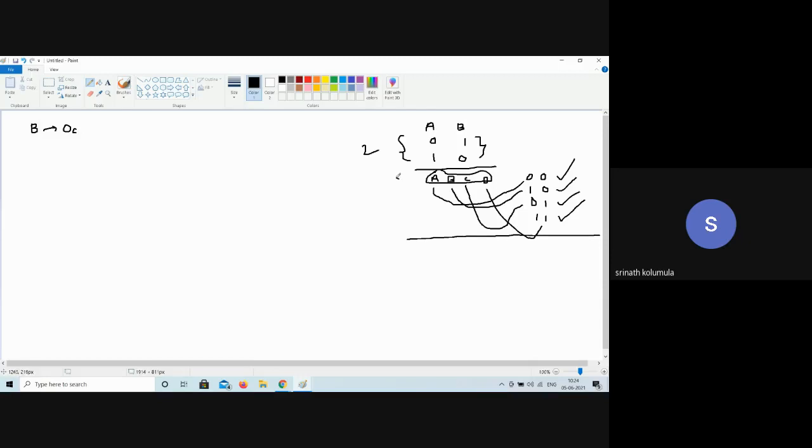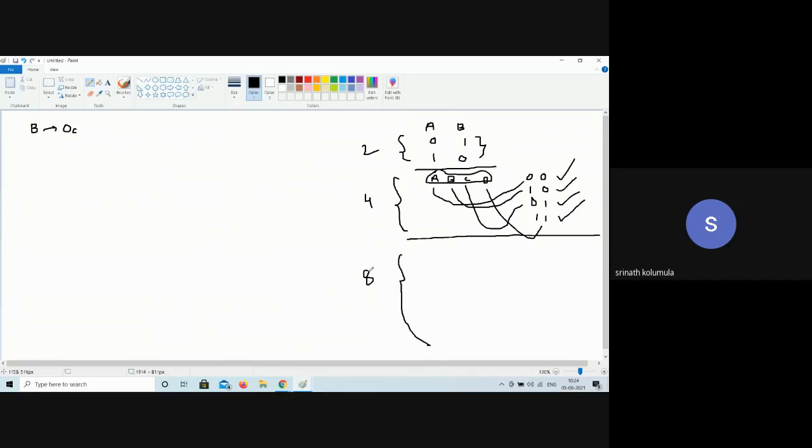Now using 2-bit combinations, how many numbers can I represent? 4 numbers. Now I want to represent 8 numbers. So how many bits do I need? Is 2 bits sufficient? Using 2 bits, I can represent only 4 numbers. Only 4 combinations are there, so only 4 numbers I can represent.